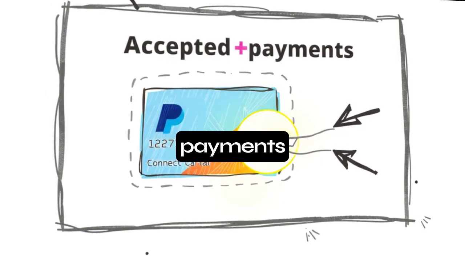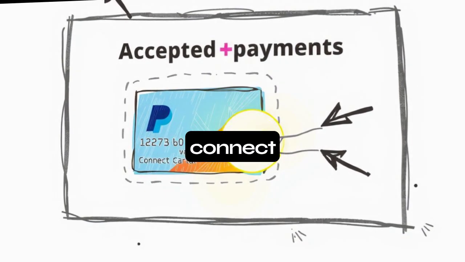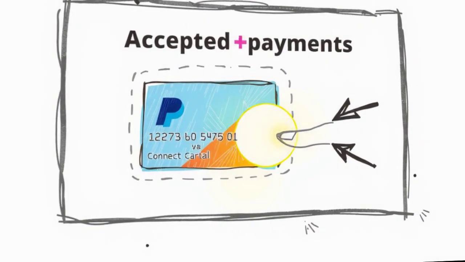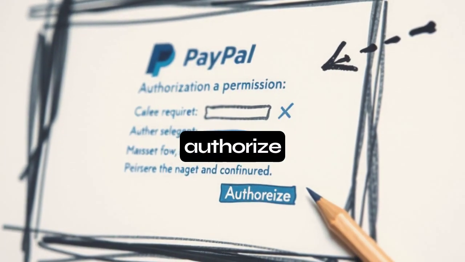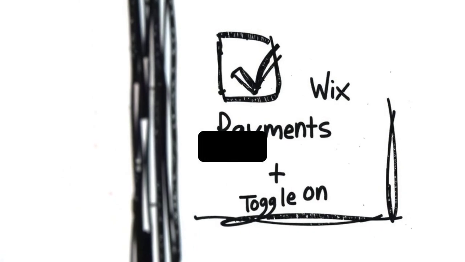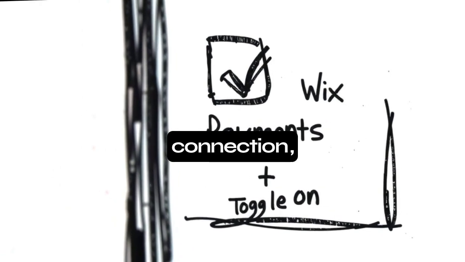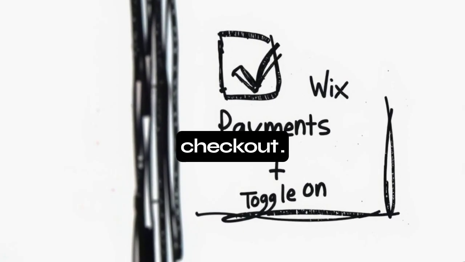Under Accepted Payments, choose PayPal and press Connect to start the PayPal flow. Sign into your PayPal business account, review permissions, and authorize Wix access. Return to Wix, confirm the PayPal connection, and toggle PayPal on for checkout.